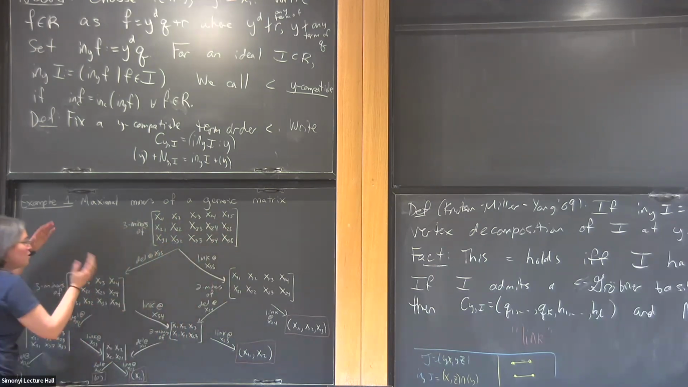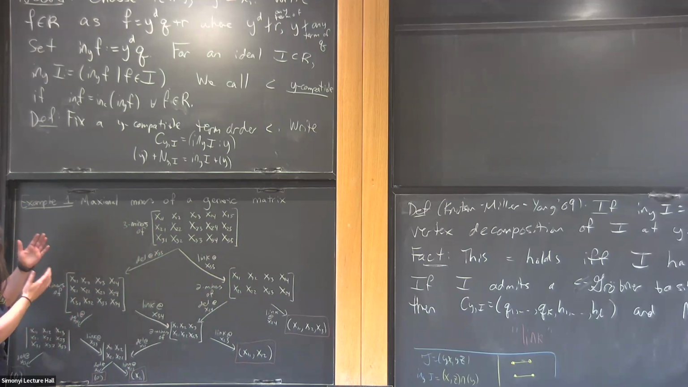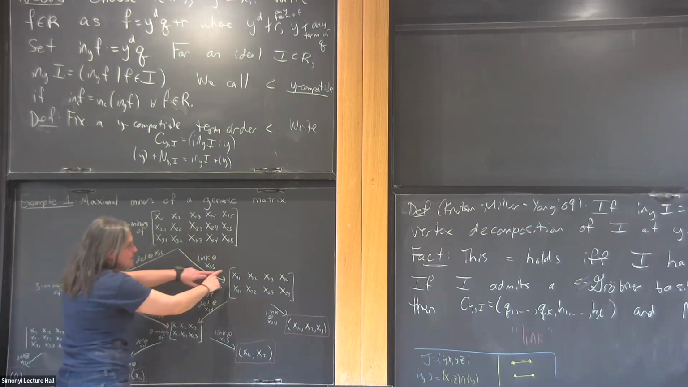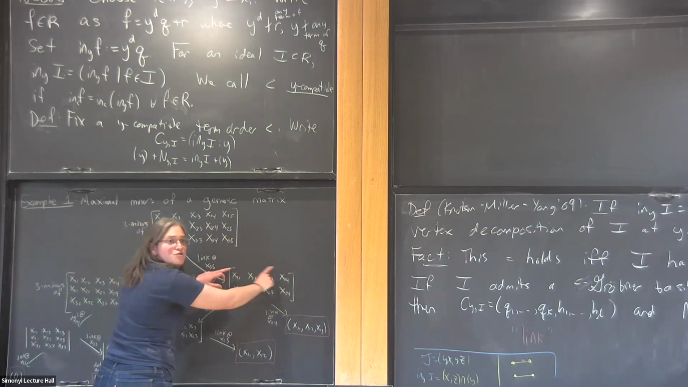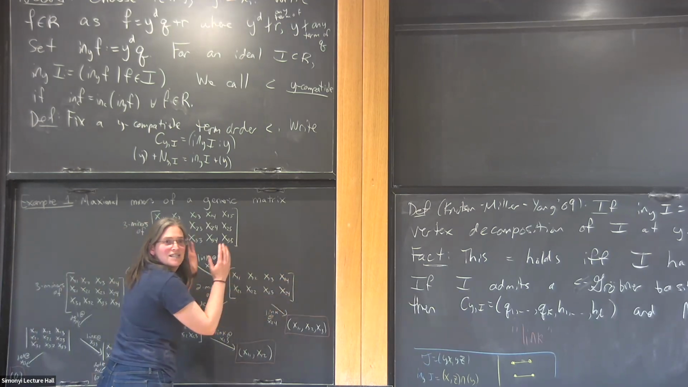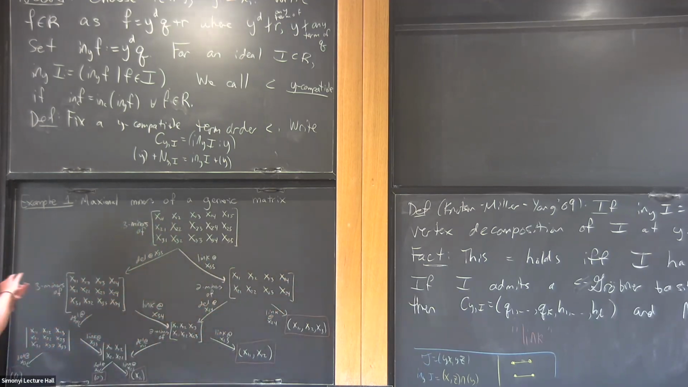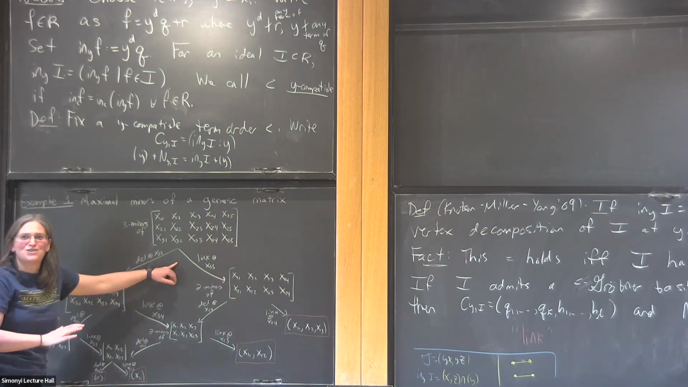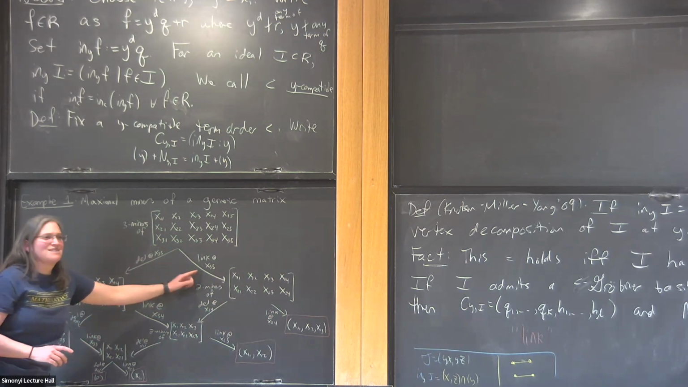This is a case where I don't have to write those pesky H's, because if I am a size 3 minor that lives in here, I am in the ideal already generated by the size 2 minors in here. So for the case of maximal minors, this is a very clean description of link and deletion. If you don't like this, you won't like anything that happens for the rest of the talk. So what questions are there on this?